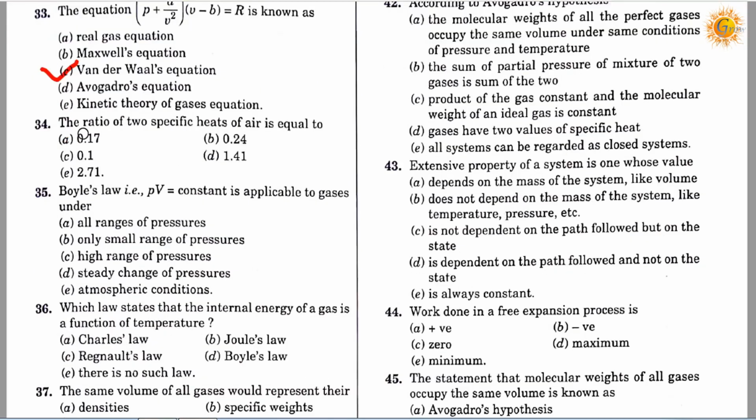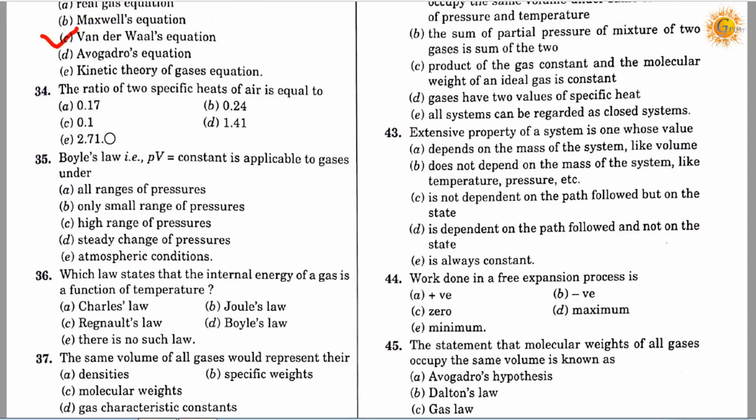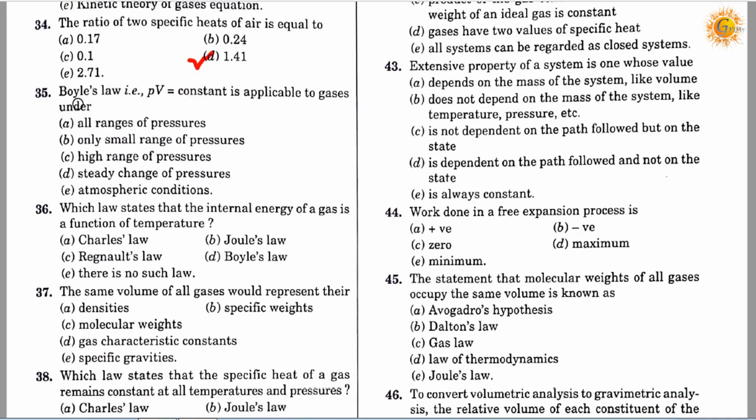Question number 34. The ratio of two specific heats of air is equal to: option A, 0.17; option B, 0.24; option C, 0.1; option D, 1.41; option E, 2.71. The correct answer is D. The ratio of two specific heats of air is equal to 1.41.